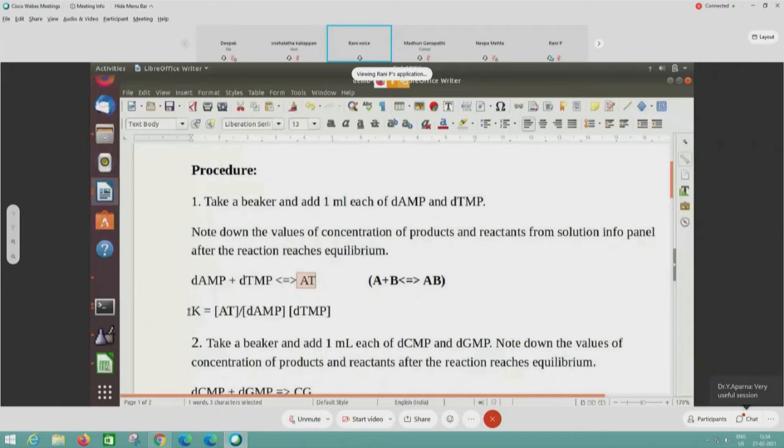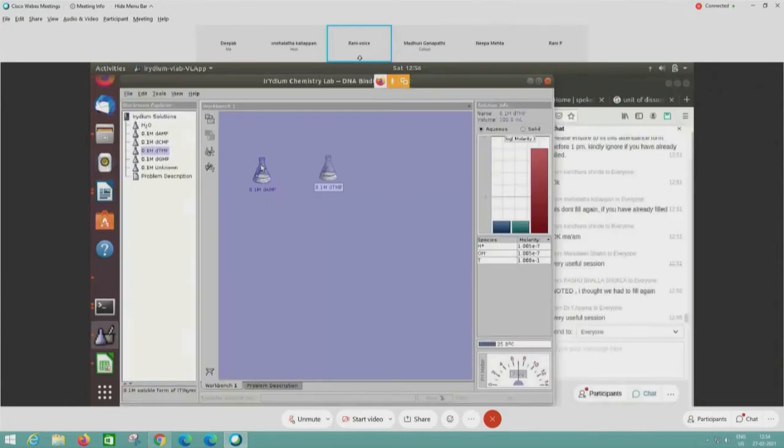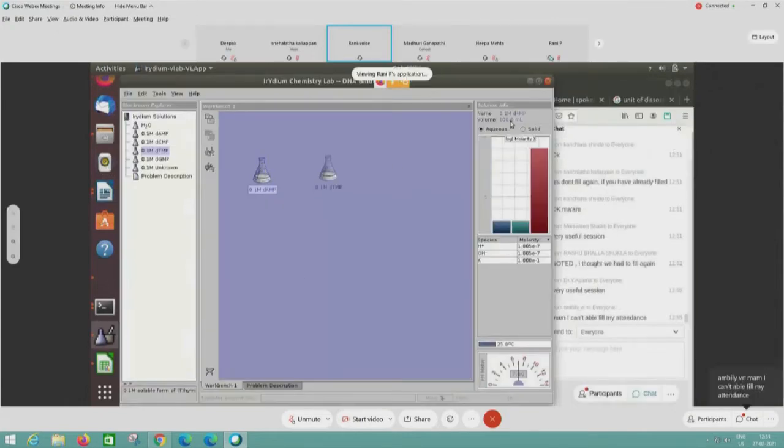So the K, the equilibrium constant, is defined here as the concentration of AT divided by the concentration of the 2 reactants. Each of these bottles has 100 ml at 0.1 molar concentration. These 2 are given to us.